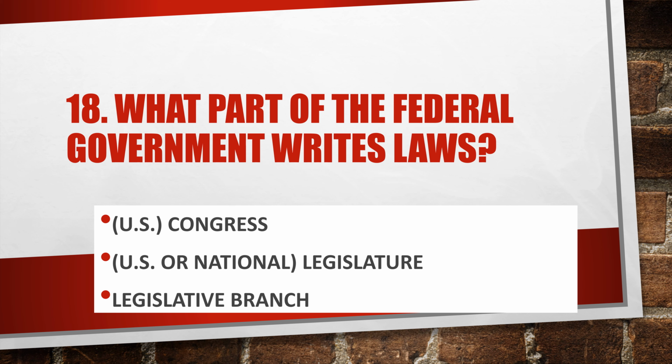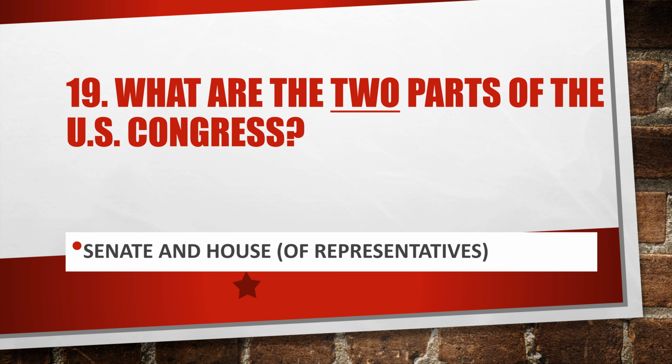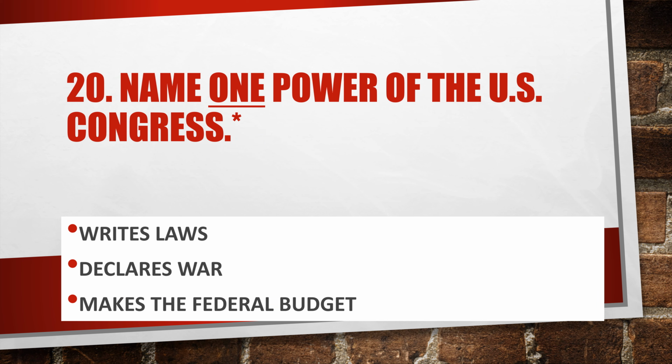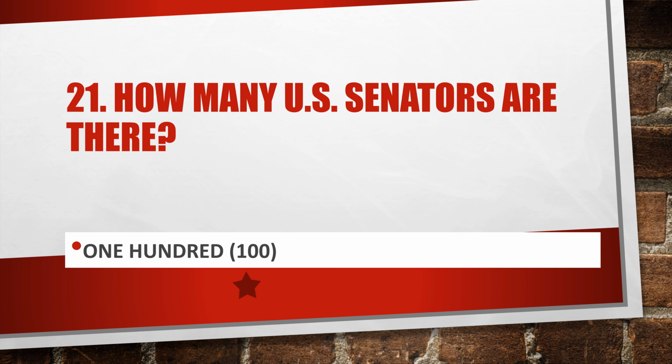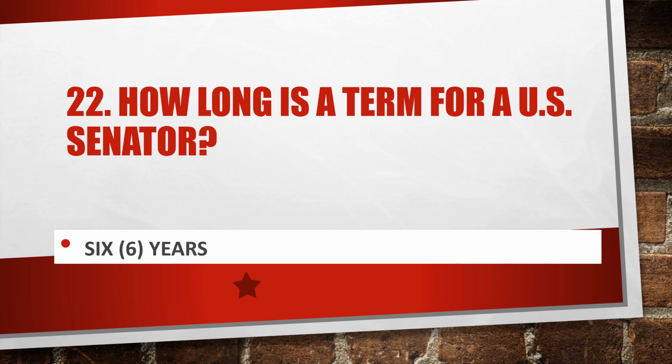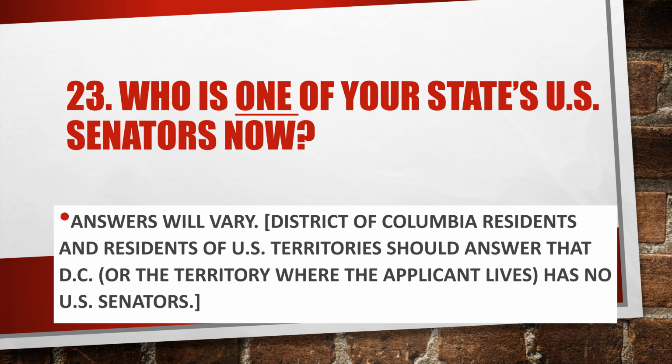What are the two parts of the U.S. Congress? Senate and House of Representatives. Name one power of the U.S. Congress. Writes laws. How many U.S. senators are there? 100. How long is a term for a U.S. senator? 6 years. Who is one of your state's U.S. senators now?